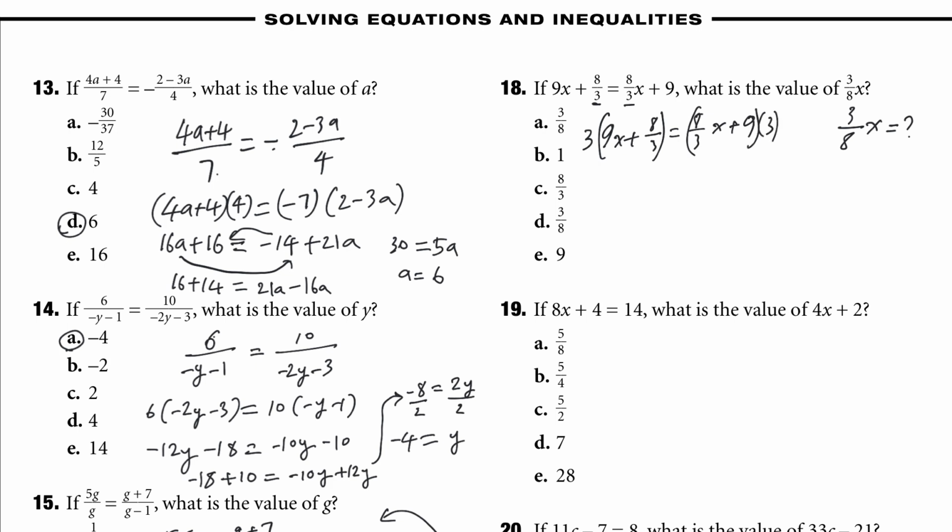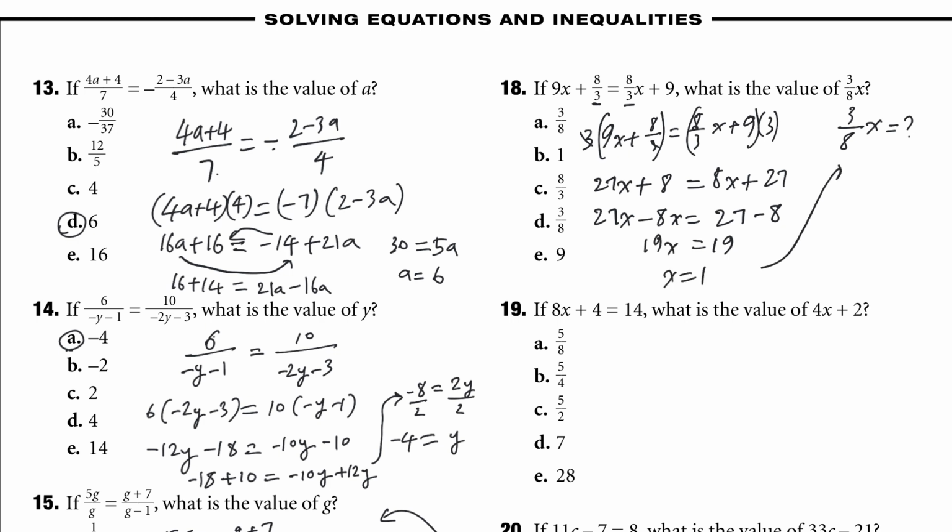Okay, so 3 times 9x is what? 27x. And 3 times 8 over 3, the 3's cancel out. So you have 8. Similarly, this is an 8 by the way. 8 over 3x times 3, the 3's cancel out, so you have 8x, and plus 9 times 3 is 27. So I'm going to move the x's to one side, and the number to the other side. 19x is equal to 19, x is equal to 1.